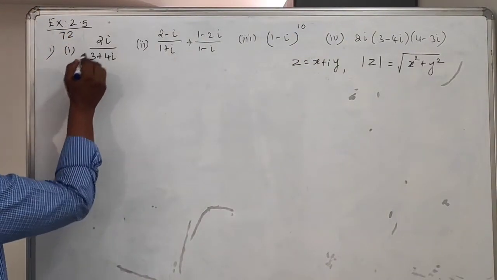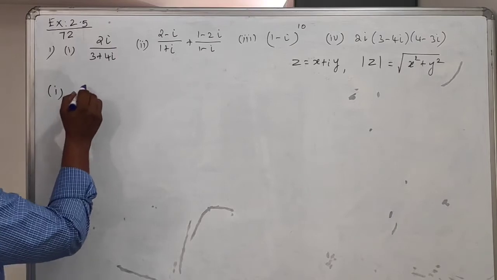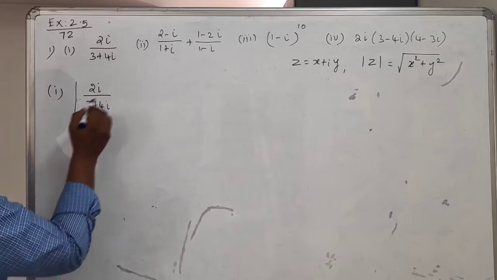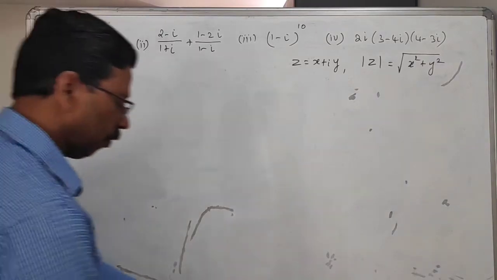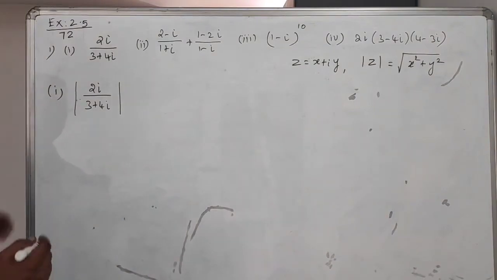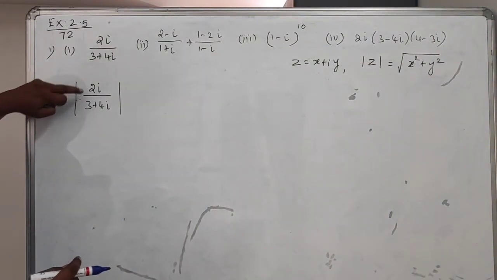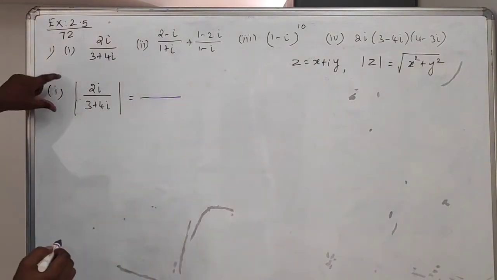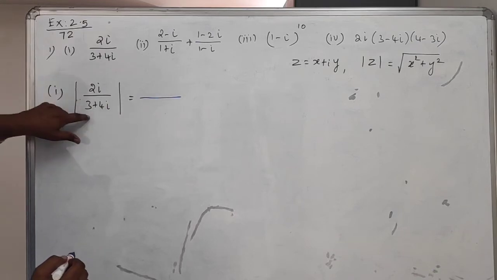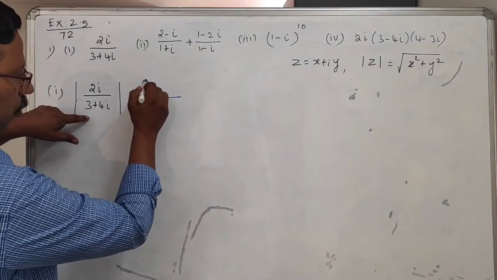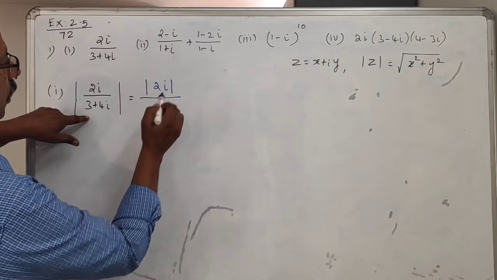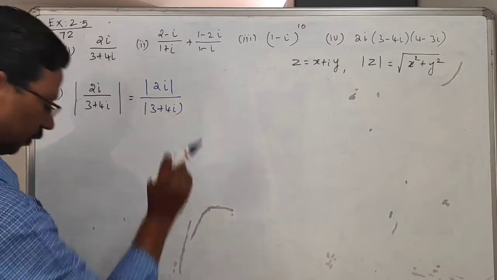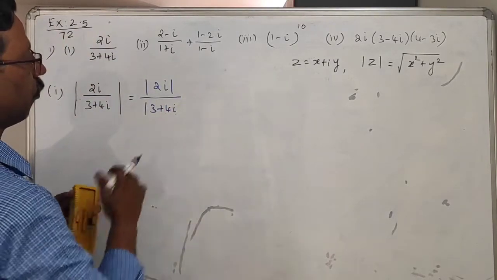First we can find the first subdivision, 2i by 3 plus 4i. For this, we have to find the modulus. Here we have a numerator and denominator. The modulus of the quotient of 2 complex numbers is equal to the quotient of their moduli. So we can write modulus of 2i by modulus of 3 plus 4i.